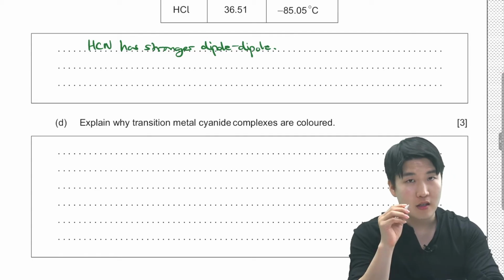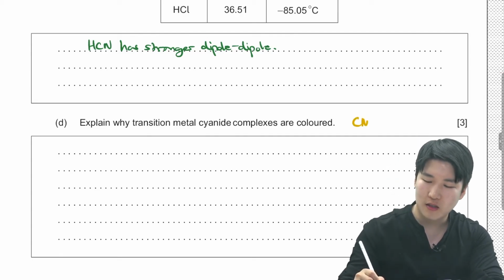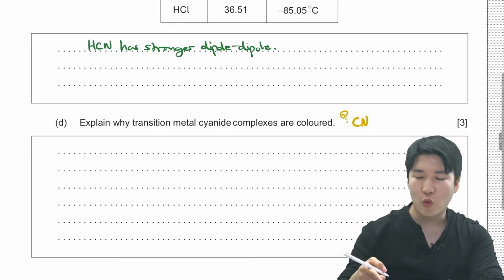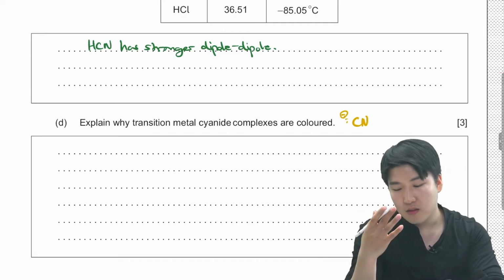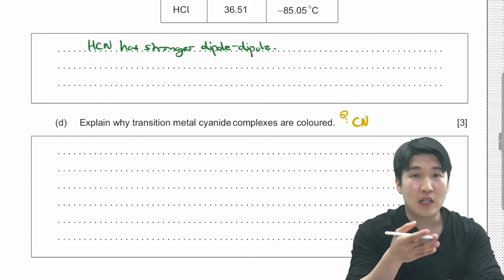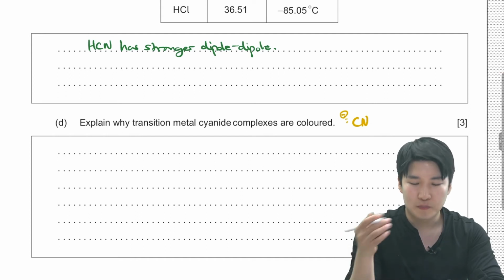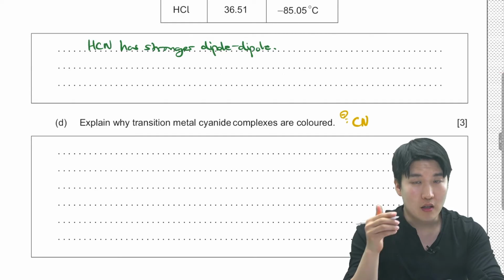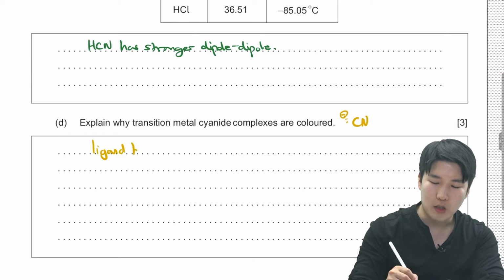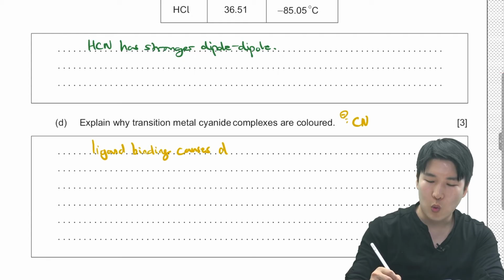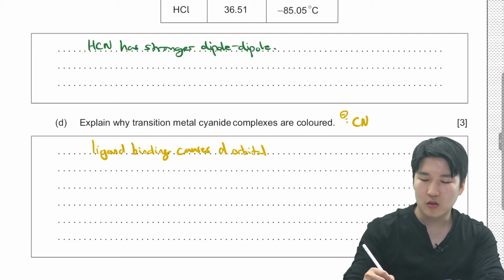Cyanide is a ligand. Why? Because cyanide has a lone pair, not on the nitrogen, but on the carbon. Therefore, it can act as a ligand by donating its lone pair, basically forming a dative covalent bond to transition metal ions. And when it does, it causes d orbital splitting. Ligand binding causes d orbital splitting. That's the start of transition metal complex ion coloring.